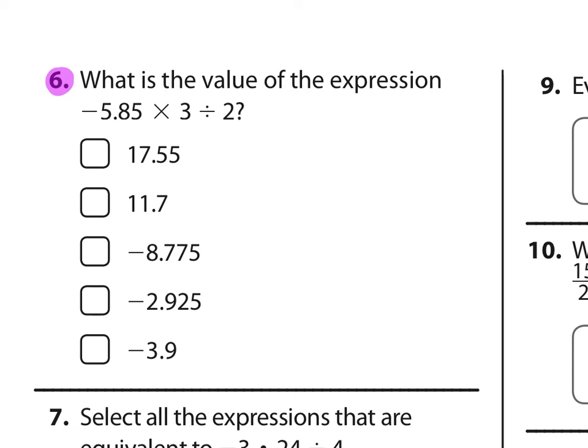And that is it. Number 6, what's the value of this expression? Negative 5.85 times 3 divided by 2. So we're just going to follow PEMDAS, order of operations. Just a reminder, PEMDAS tells us we would do any parentheses first, and we don't have that. Any exponents next, and we don't have that. Then multiplying and dividing, we go left to right. We do have multiplying, and then we divide.